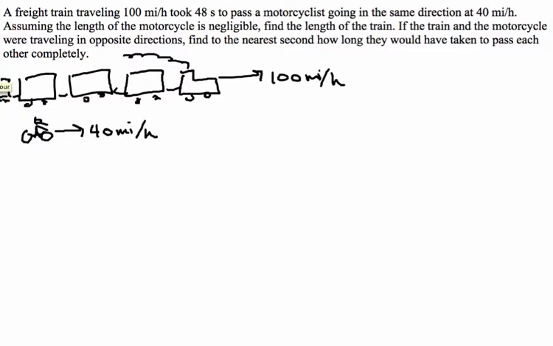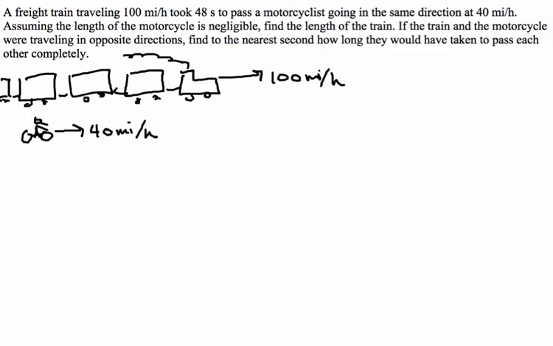When we think about two objects going in the same direction, but at different speeds, the train is going a certain speed relative to where the motorcyclist is. So if the motorcyclist here is going 40 miles an hour and the train is going 100 miles an hour, the train is going 60 miles an hour faster than the motorcyclist.